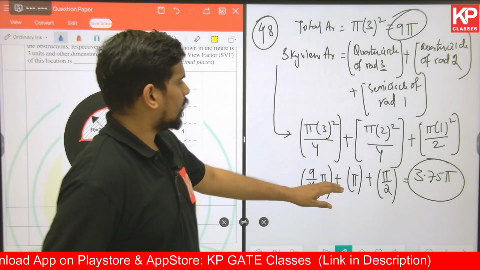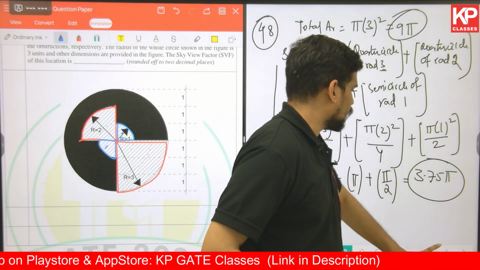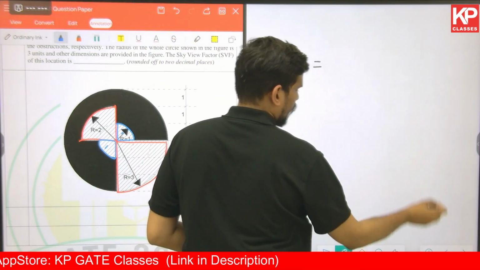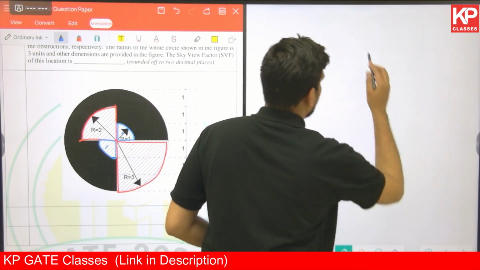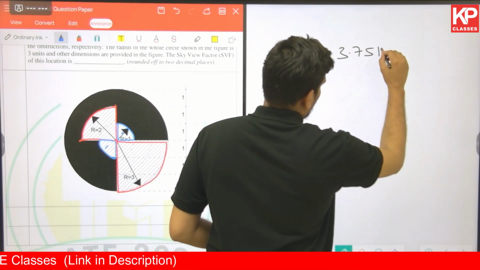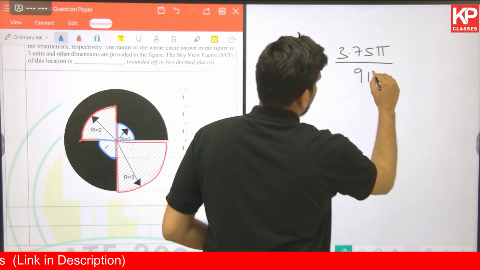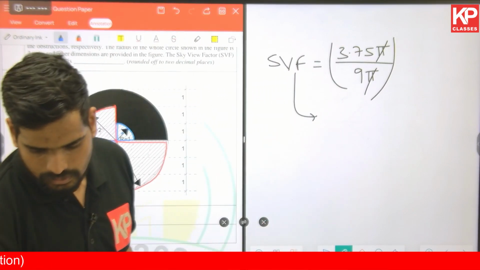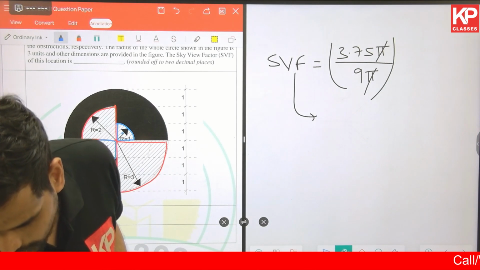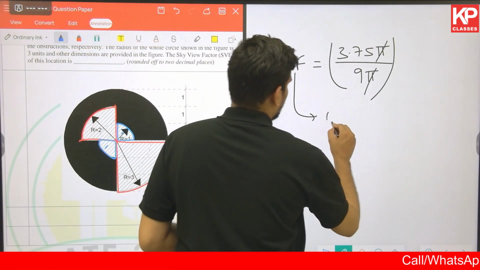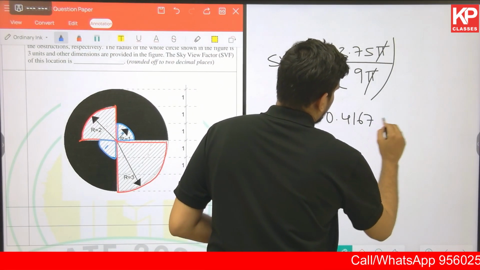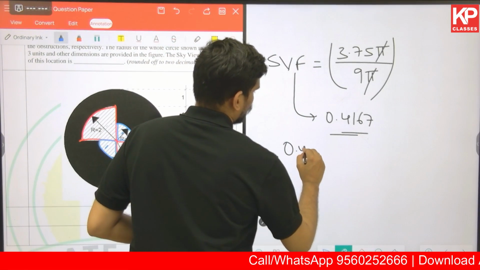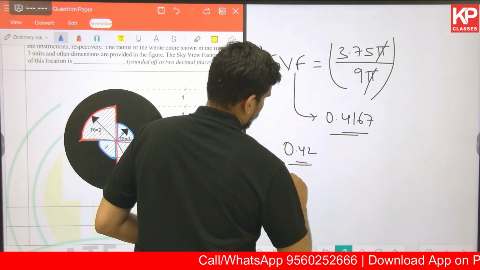Sky view factor is the ratio of this and this, right? Sky view factor is going to be the sky view area, that is 3.75 pi, divided by the total area, that is 9 pi. Pi and pi get cancelled. So the sky view factor will come out to be 3.75 divided by 9, 0.4167. 0.4167 is the answer. Rounded off to two decimal places, the answer will be 0.42. That should be the answer.